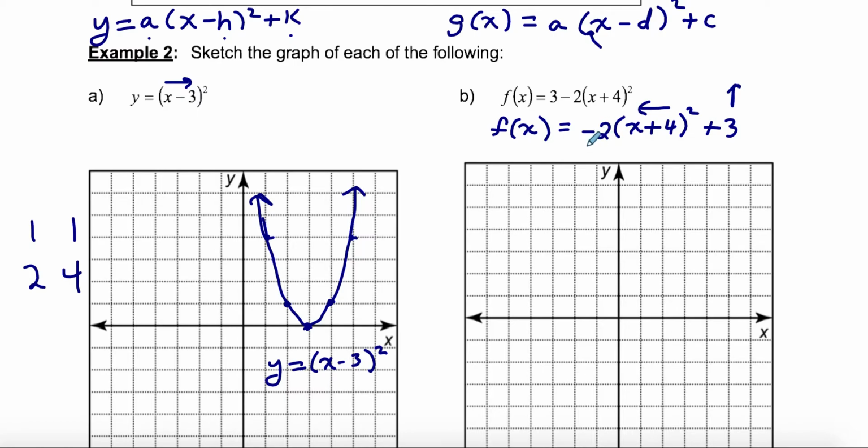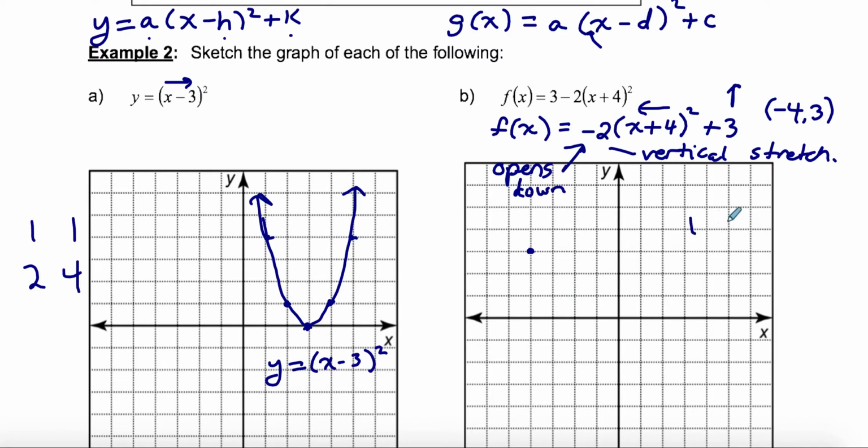This parabola actually opens down because of the negative, and the 2 means that it's actually vertically stretched. So you might remember that I would go left 4 and up 3 first. 1, 2, 3, 4 and up 1, 2, 3. That is my vertex. So my vertex is -4, 3 because I always go in the opposite direction as what is inside the brackets. This parabola is upside down, so I know that my pattern, I'm going to go over 1, but I'm going to go down from there.